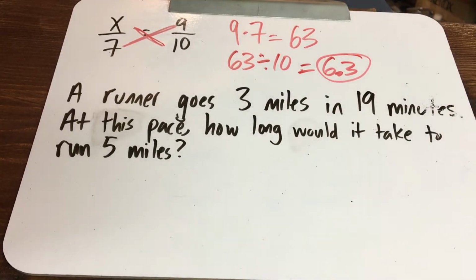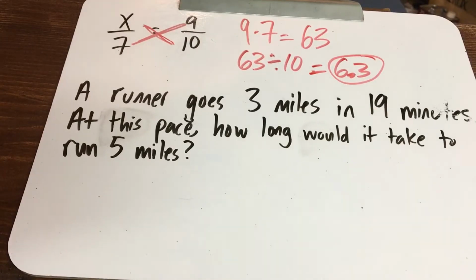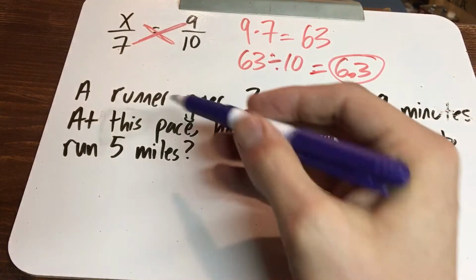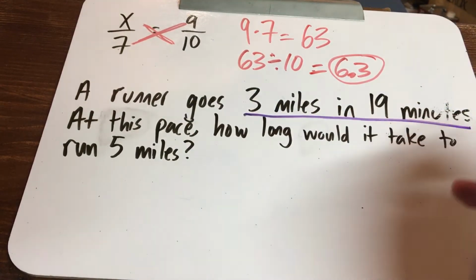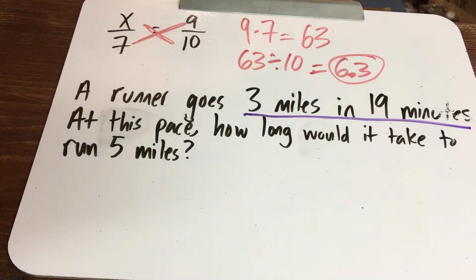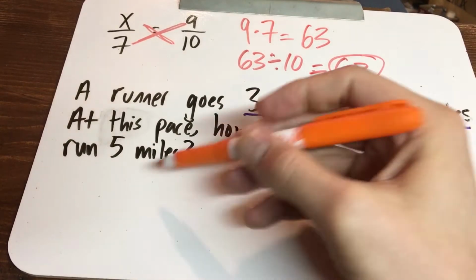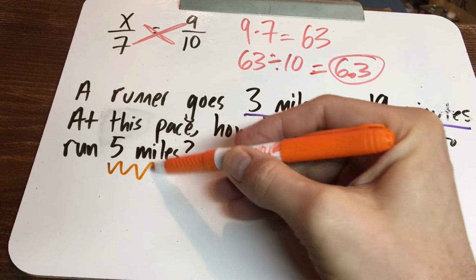Now, obviously, I didn't show my work the best on that example, but I apologize. When they make it a word problem, they're going to try to fool you. Don't let it bother you, right? In this example, a runner goes 3 miles in 19 minutes. At this pace, how long would it take to run 5 miles?